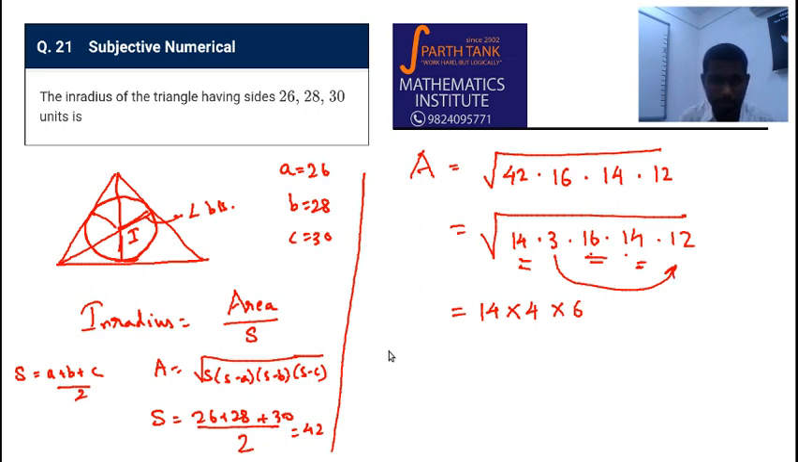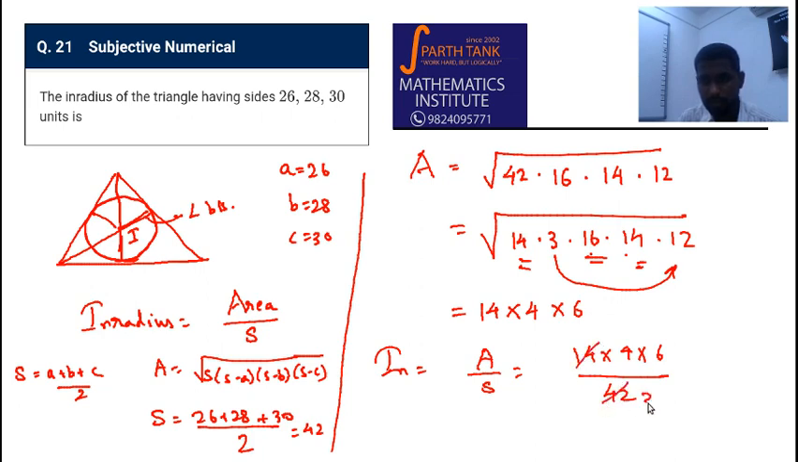Let's keep it like this because we have to divide the area by the semi-perimeter for the inradius. So 14 into 4 into 6 upon 42. This is 3 times, this is twice. So the answer is 8 units. So the inradius of the circle is 8 units. So the answer to the subjective problem is 8.